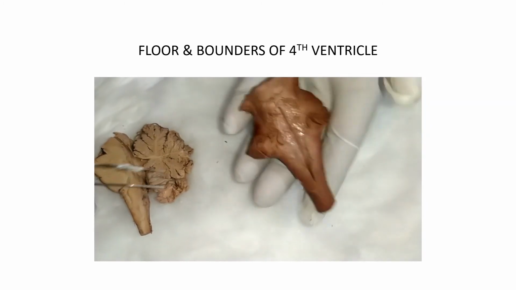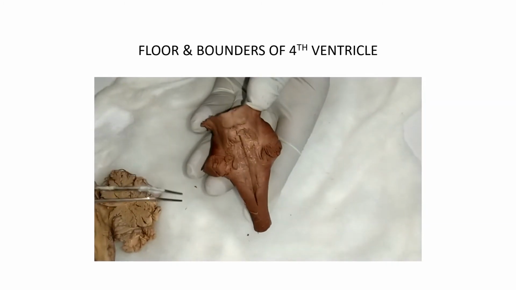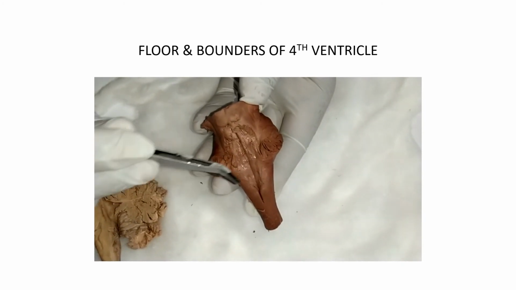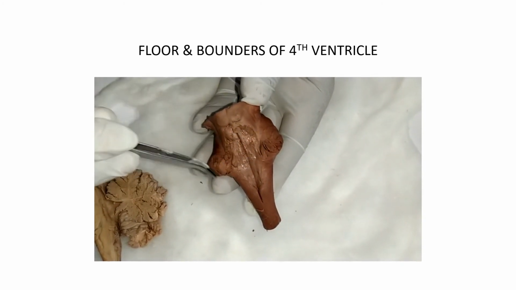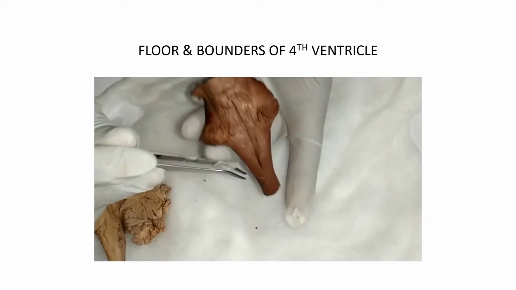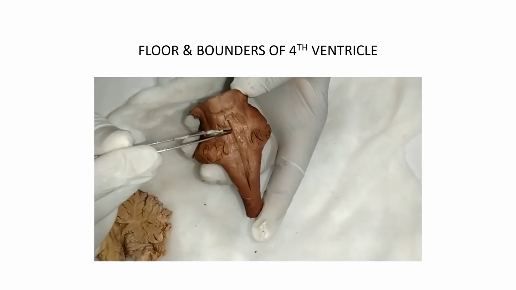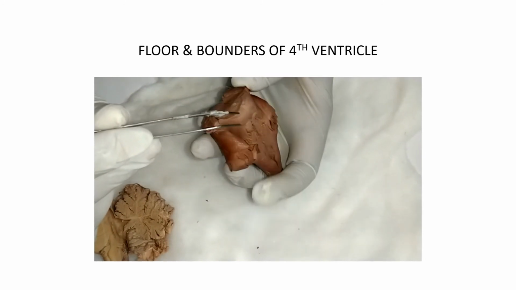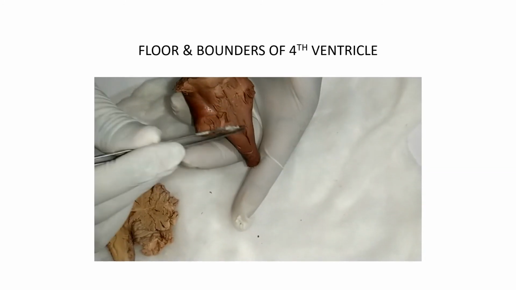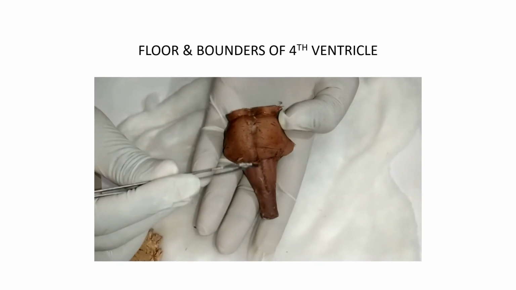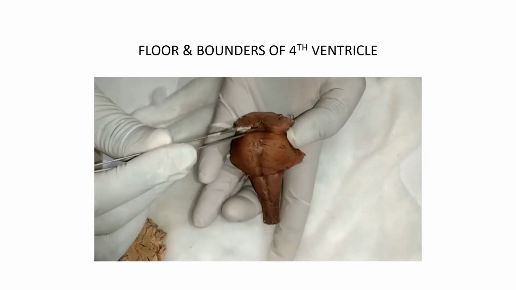So this is another specimen. After removing the posterior aspect of the cerebellum, we remove the cerebellum. So this is the medulla, this is the pons, and this is the midbrain, and this is the dorsal surface, also called the posterior surface. Now the ventral surface: this is the ventral surface of the medulla, this is the pons, and this is the midbrain.